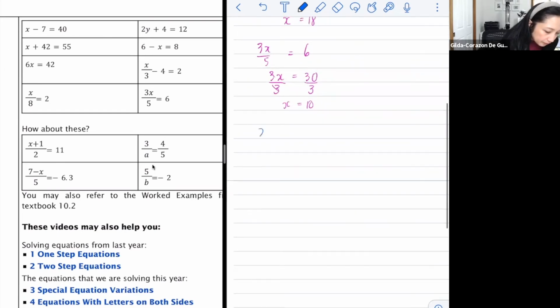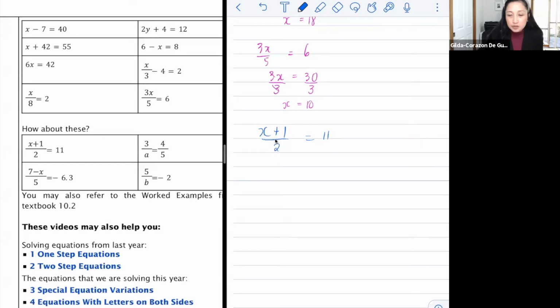We've got x plus 1 over 2 equals 11. But we use the same strategy. We do the inverse. So we do it one at a time. There would be different operations here. One is plus, and then that one is divided.